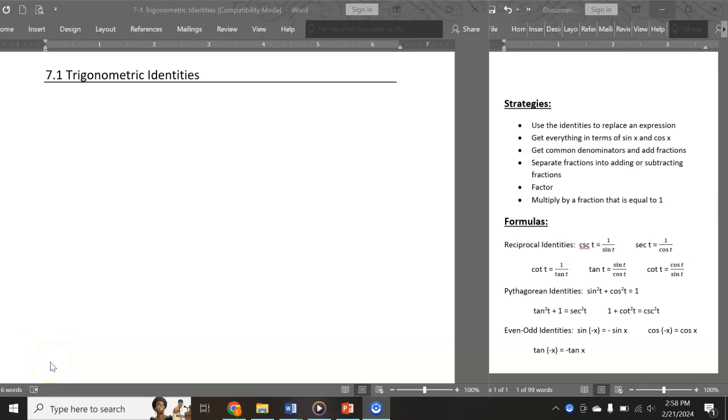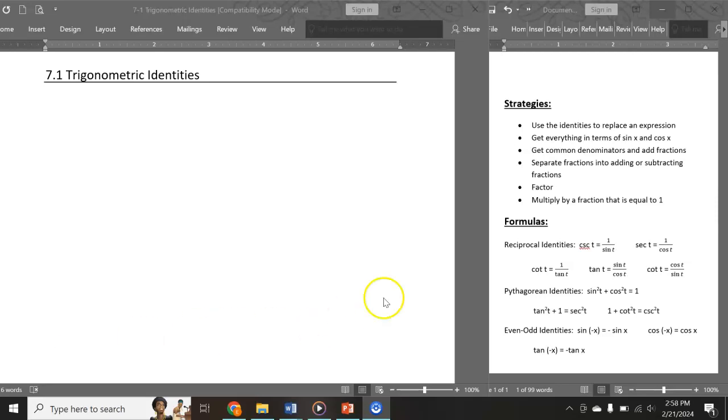Hi everyone, and welcome to Pre-Calculus Chapter 7, Lesson 1, Trigonometric Identities. In this lesson, we're looking at how to simplify expressions that contain trig functions, and then we're also looking at how to prove trig identities. But first, let's talk about a few strategies and a few formulas.